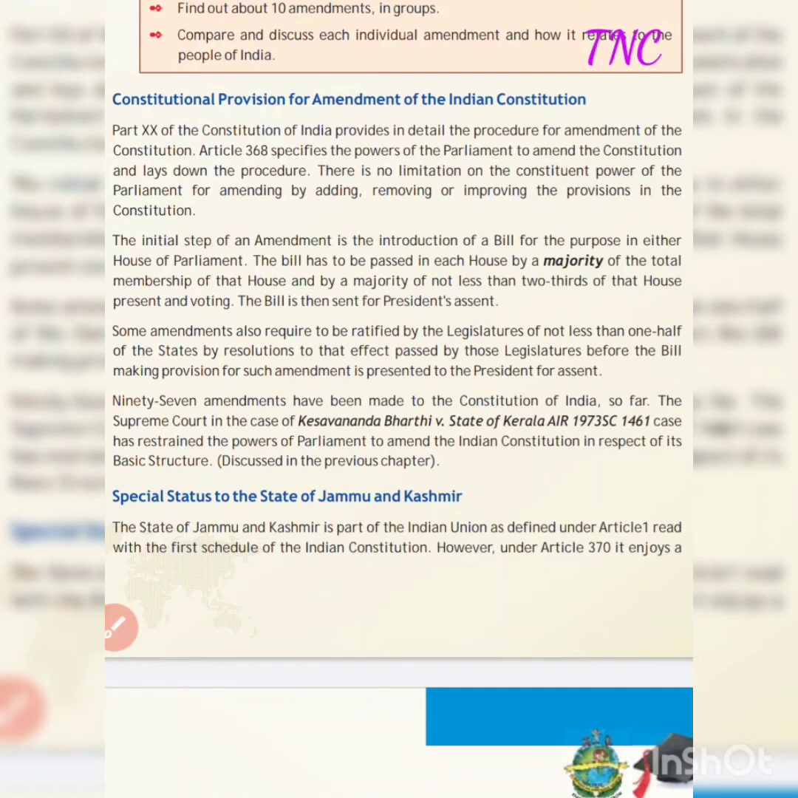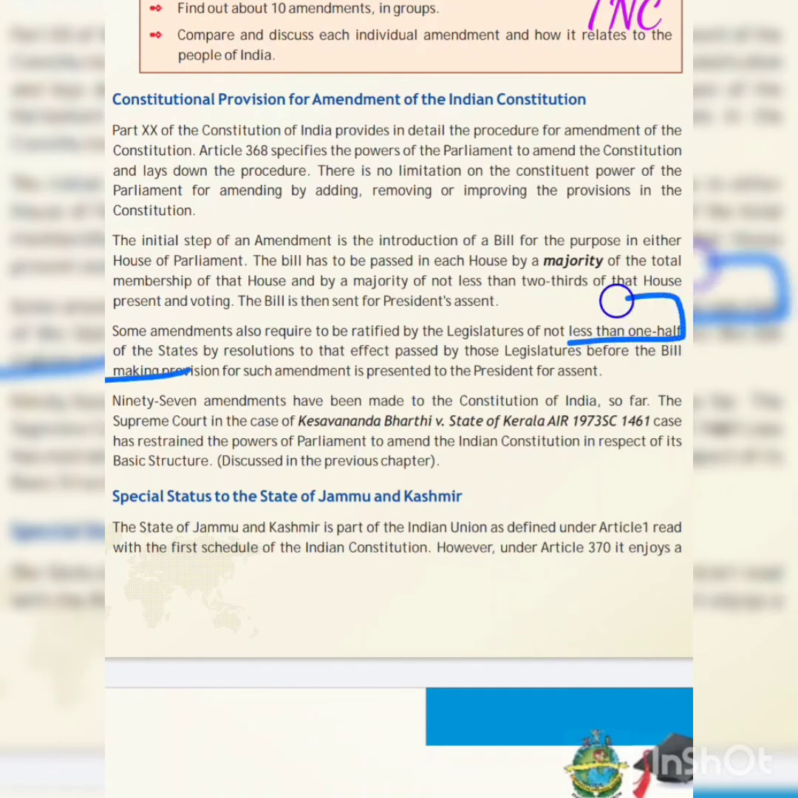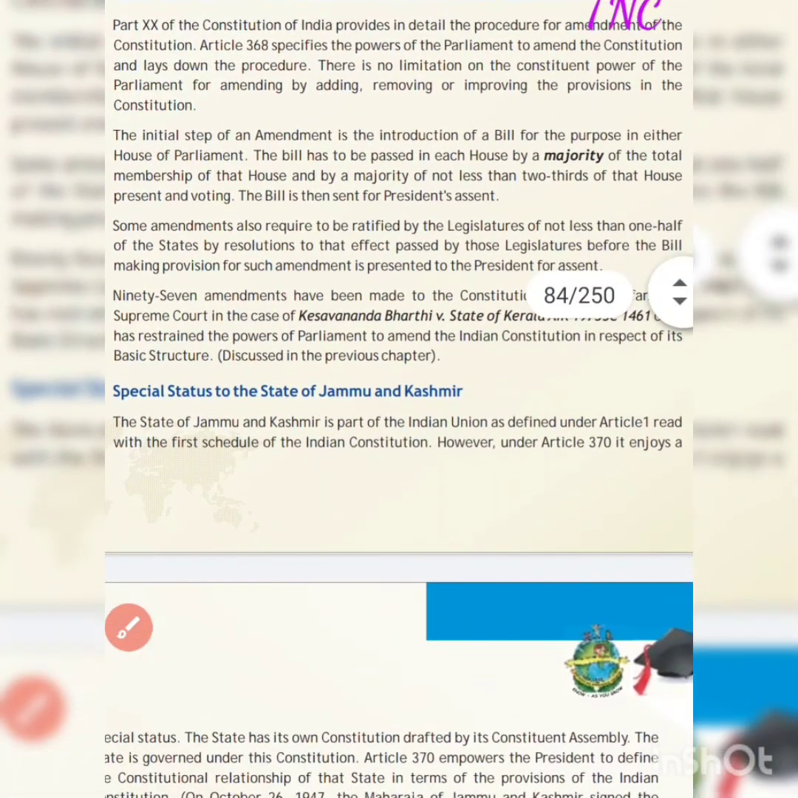Some amendments require to be ratified by legislatures of not less than one half of the states by resolutions to that effect passed by those legislatures before the bill making provision for such amendment is presented to the president for assent. So there are some amendments जिसमें states के one half की भी ज़रूरत पड़ती है, and then only, यहाँ पर तो सिर्फ 2/3 of any house and then bill is sent to president, but some amendments are such that उसमें हर एक state के one half की भी ज़रूरत पड़ती है, and then only it could be sent to president. 97 amendments have been made so far.